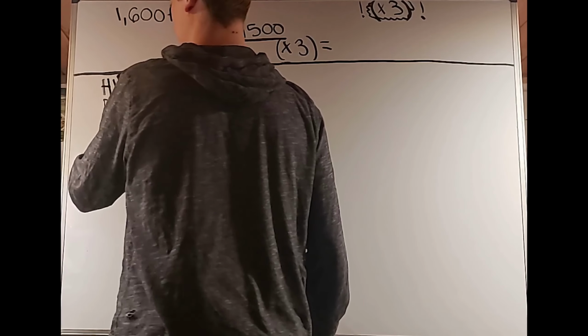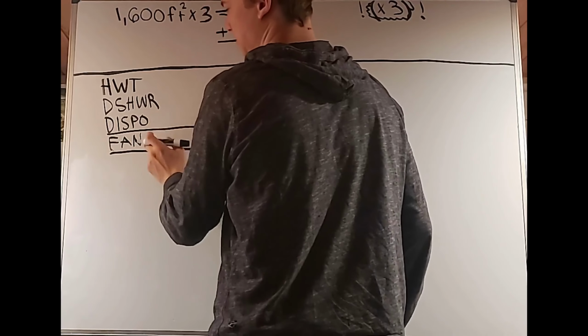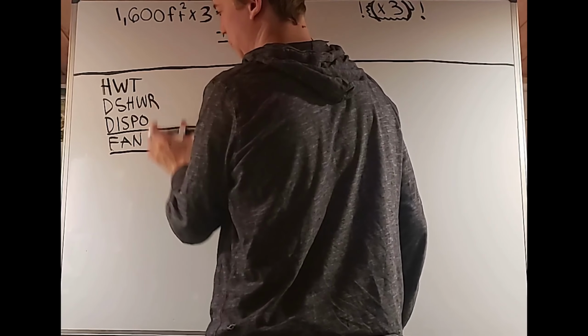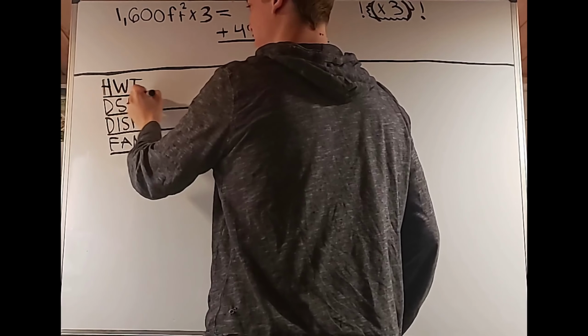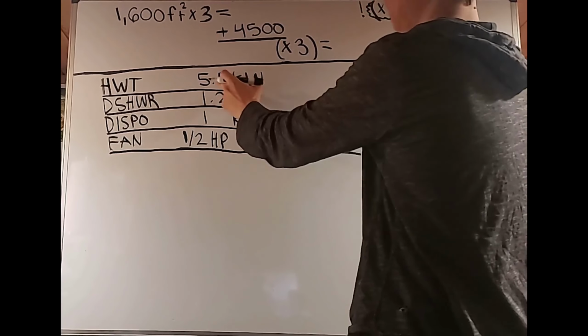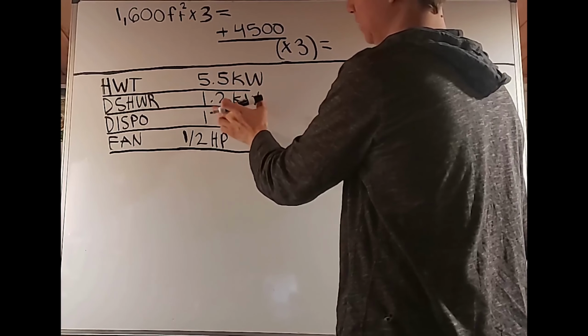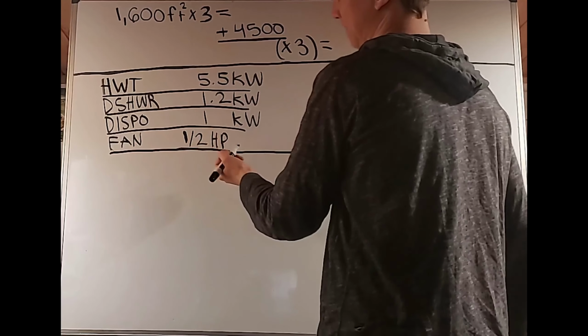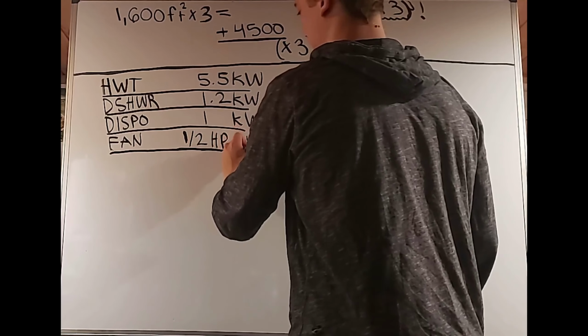I have a hot water tank, a dishwasher, a disposal, and a fan. Pay attention to how I shortened the names of everything. And I'm just going to do this so then I can write down my numbers. Okay, so in kilowatts, we have 5.5, 1.2, and 1. And then the fan, we have a half horsepower, and we were already told 120 volts.